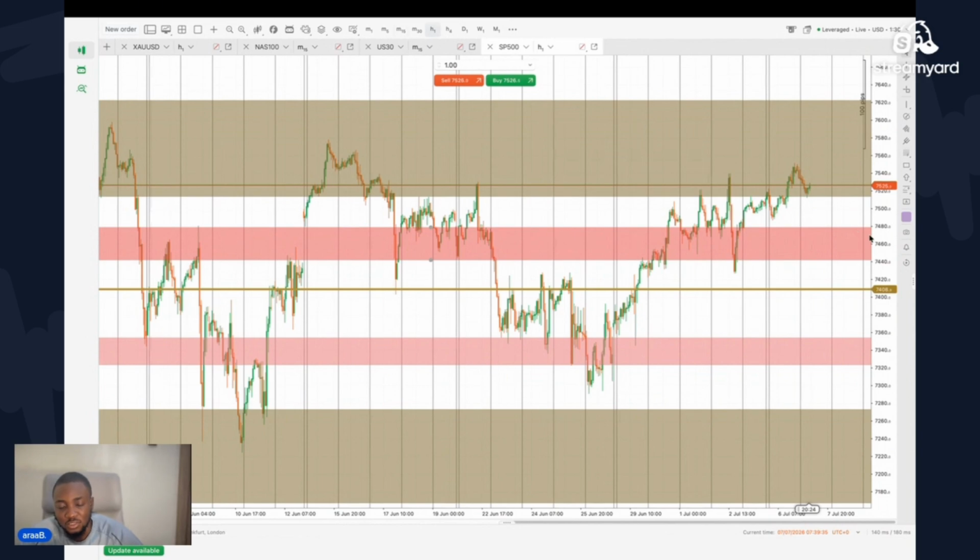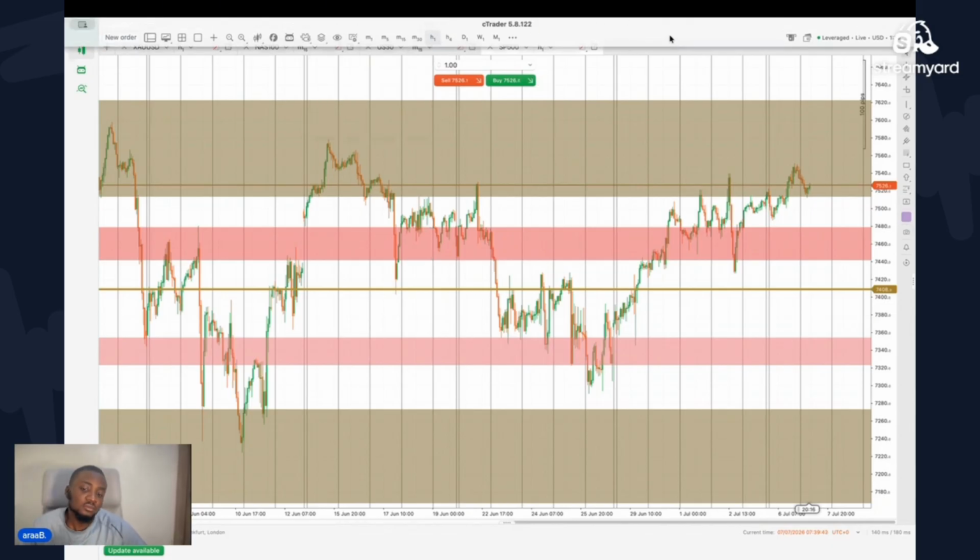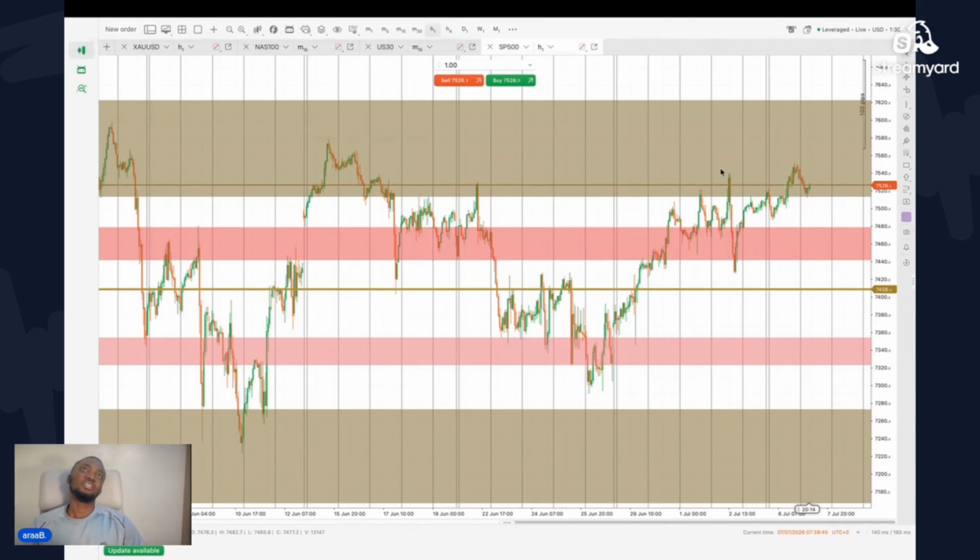One thing about S&P that I really don't like is it moves very similar to Nasdaq. Most times, if I'm buying on Nasdaq and price is going up in Nasdaq, it's almost going up in S&P. If I'm losing money on Nasdaq, I'm losing money on S&P. So it's like I'm just taking one trade two times. But then again, they are two different markets. They don't always correlate, but most times they do correlate very well.